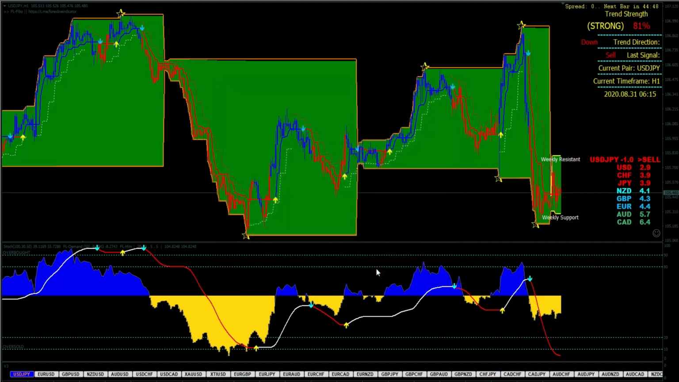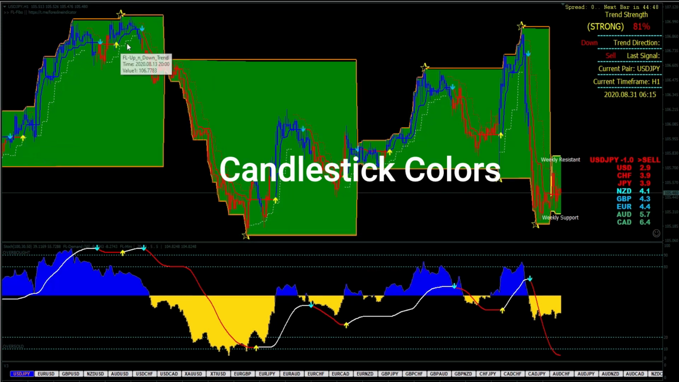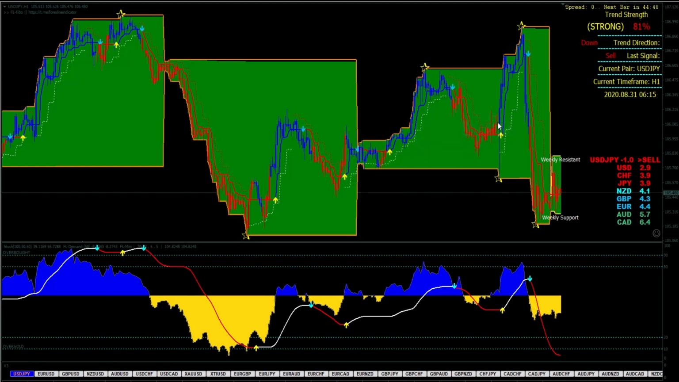Indicator number 3. Candlestick colors. This indicator shows blue and red candles to identify the bull and bear trend.